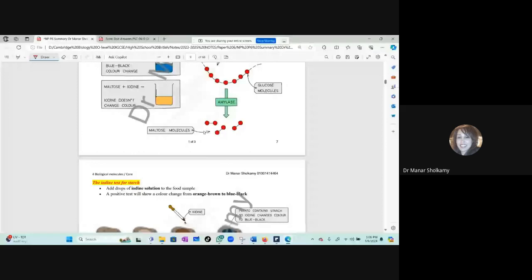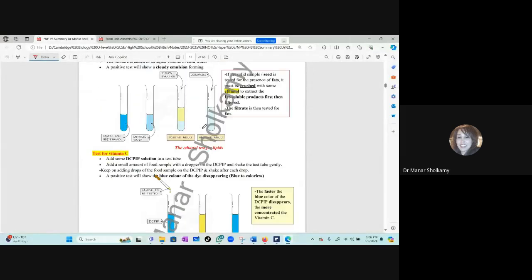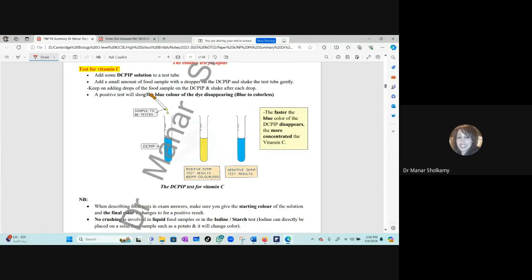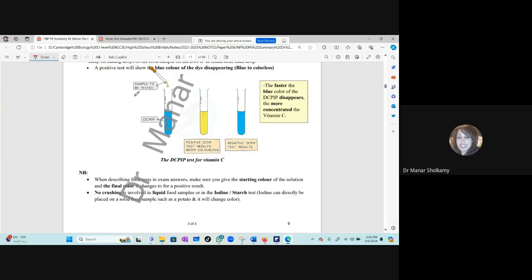Now, let's be quick. Food tests. Of course, I still get questions over vitamin C. I'll jump to vitamin C. Here, the DCPIP. And you don't need to know what DCPIP stands for. You will start with the DCPIP in the test tube. Isn't the result the conversion of color from blue to colorless?